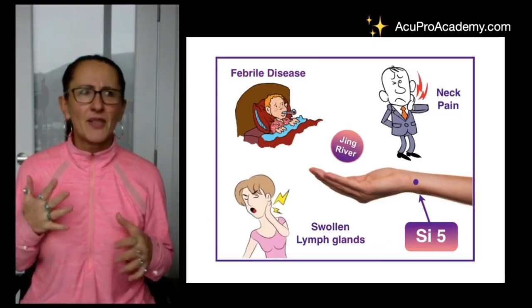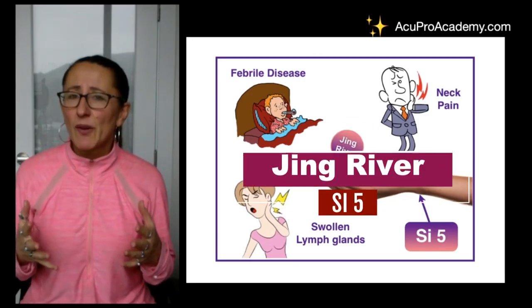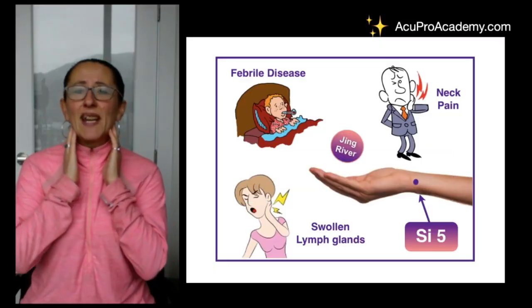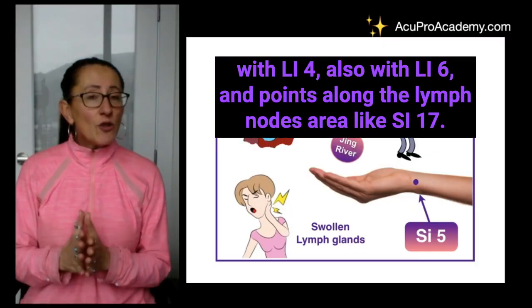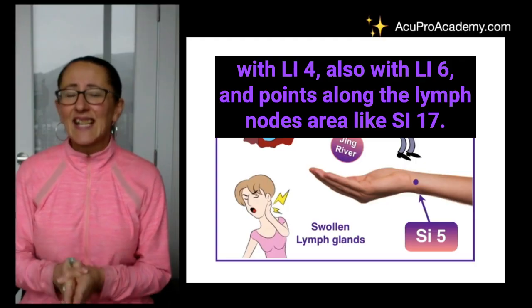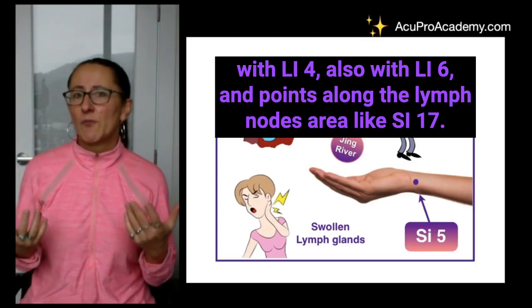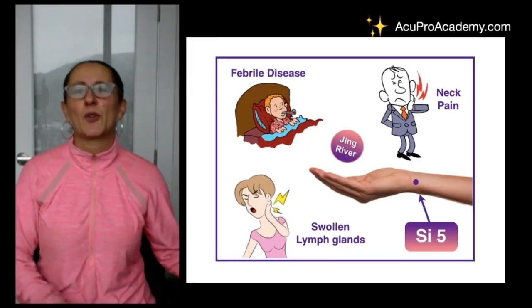Small intestine 5 is another point I don't use often in clinical practice. However, it is the Jing river point, and so it's very well used for swollen lymph nodes, which can be combined with LI4, also with large intestine 6, and points along the lymph nodes area like small intestine 17. So local and distal always work really well.